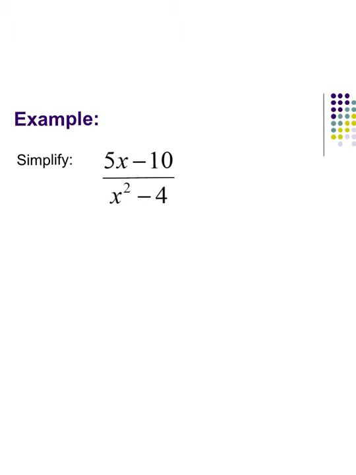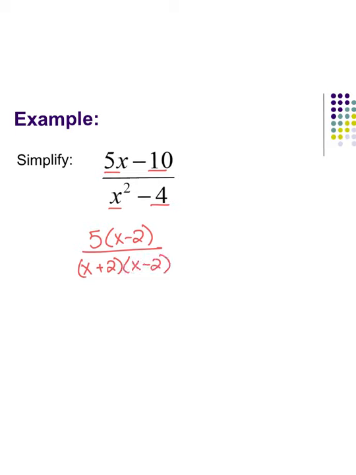So if we look at the first example, if it says to simplify, we're going to start with the top. What do you notice about a 5x and a 10? Hopefully, you realize that 5 goes into both. It's a GCF, greatest common factor. If I look at the bottom, I notice that both of these terms are perfect squares. So this factors into a difference of two squares.